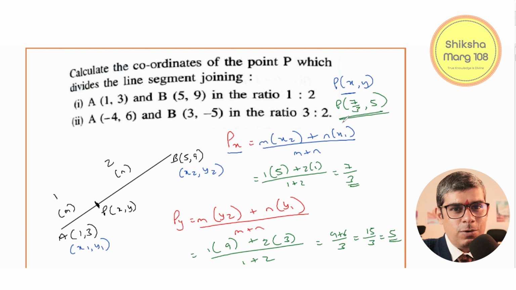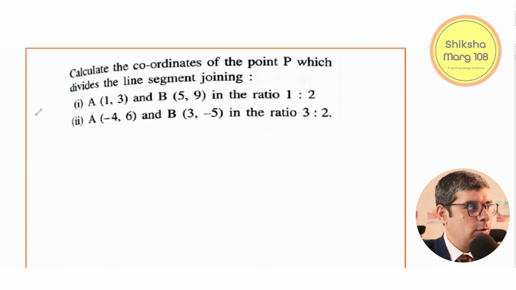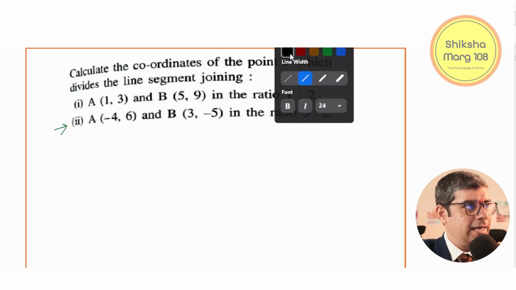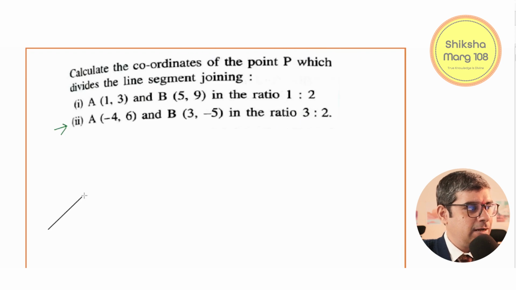That's pretty straightforward, isn't it? So P(x, y) is now 7 over 3 and 5. That's the whole idea about it. I hope this makes sense to you. Now we go to the second question. So again, quite straightforward. It's a very mechanical process now.